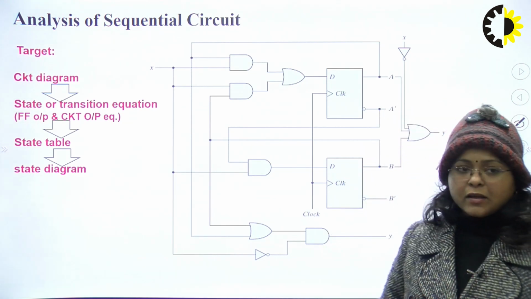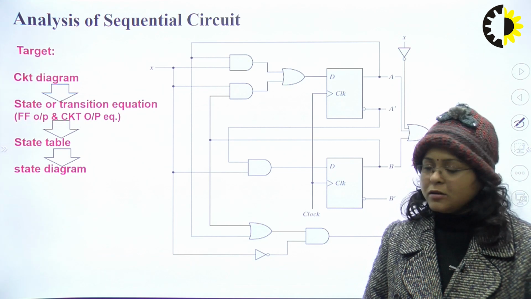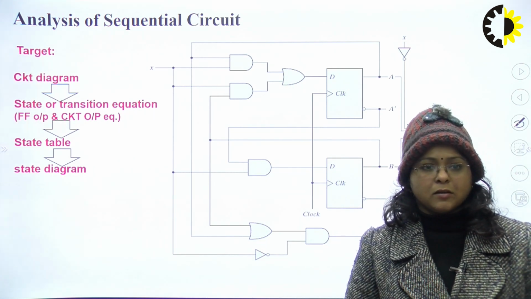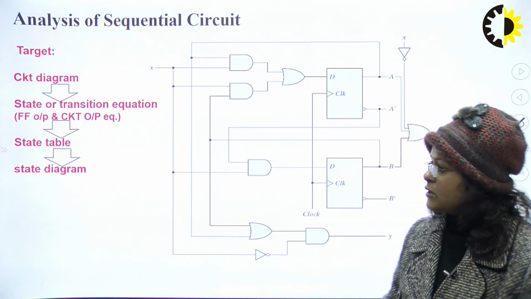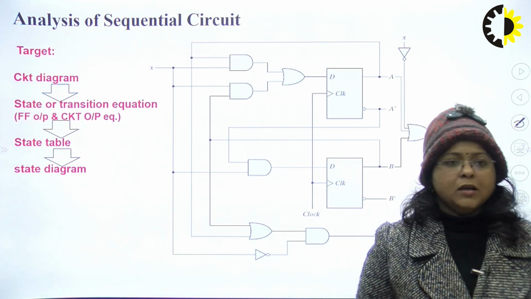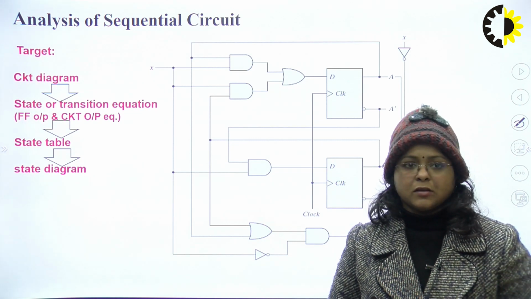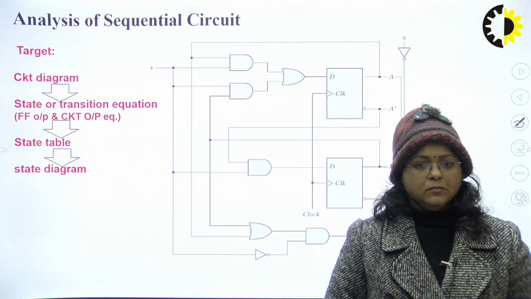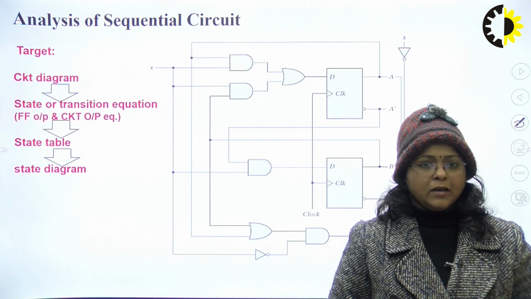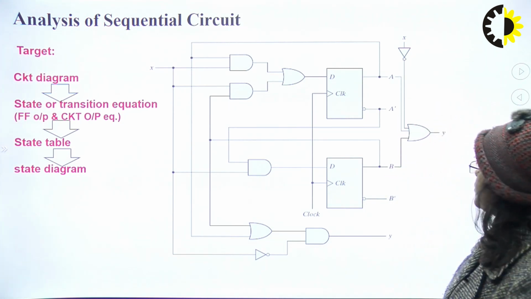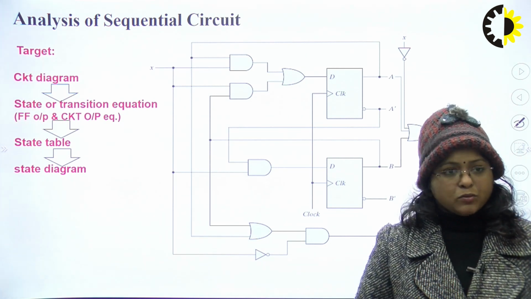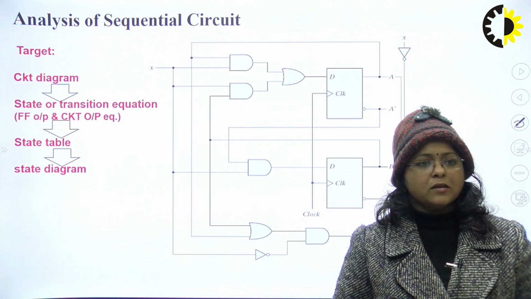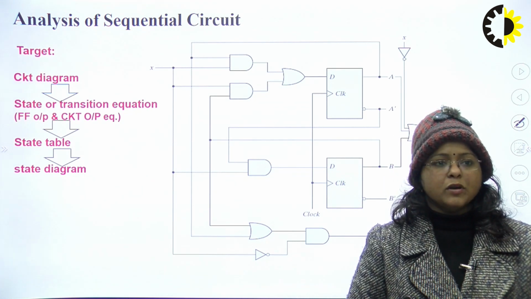Before starting the designing of sequential circuit, first of all we will analyze sequential circuit. What is a sequential circuit? Any combinational circuit which includes memory element is called a sequential circuit. And memory element is basically a flip-flop. So, any circuit which consists of flip-flops is called a sequential circuit. In any sequential circuit, there are three terms, that is input, output and state.